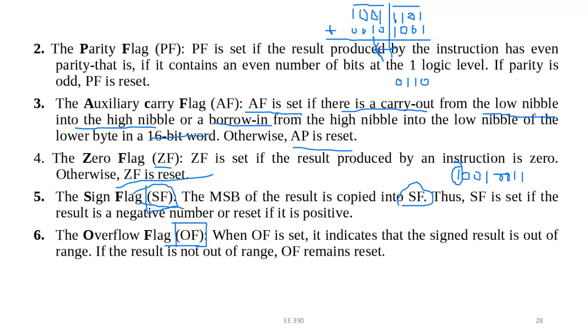Yes, and we also know that for the signed number, MSB bit represents the sign. If it is 1, it means it is a negative number, right? If it is 0, it means the positive number. So that's the thing. So sign flag actually, it is the same as the MSB bit of the result. If it is 0, then sign flag is 0. If it is 1, then sign flag 1.